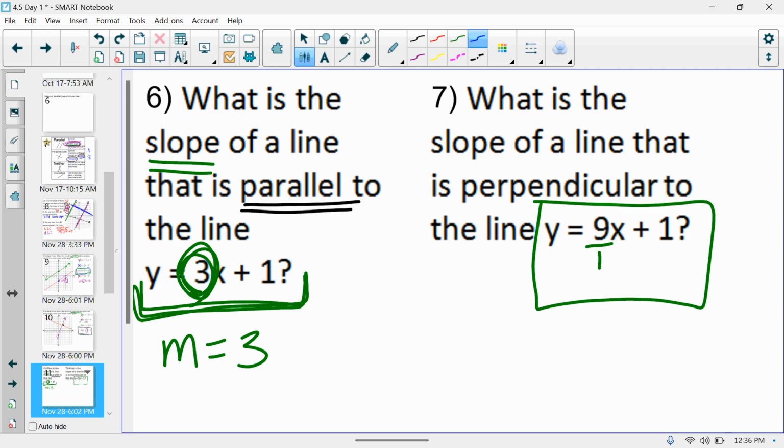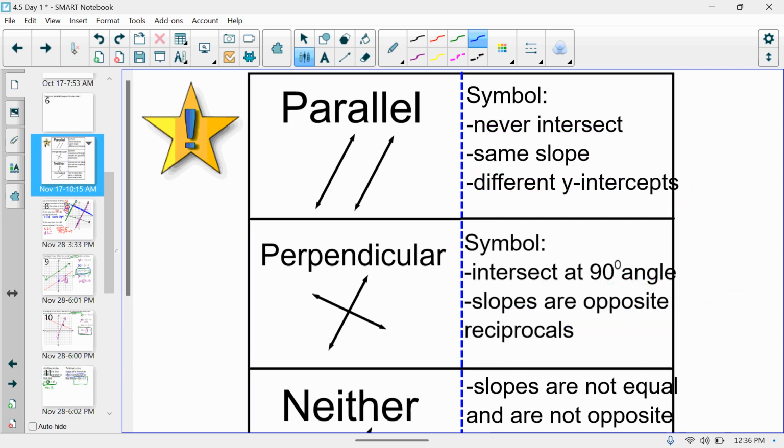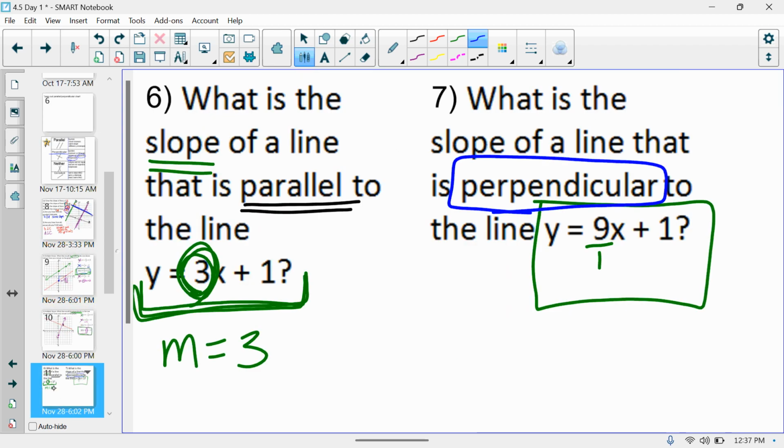What makes lines perpendicular again? Read it to me off your chart. What makes lines perpendicular? Their slopes have to be, Lucas? We're reading it right off the chart. Perpendicular, the slopes have to be what? Opposite reciprocals. There's 2 parts to it, okay? So what would be the opposite reciprocal of 9/1, do we think?